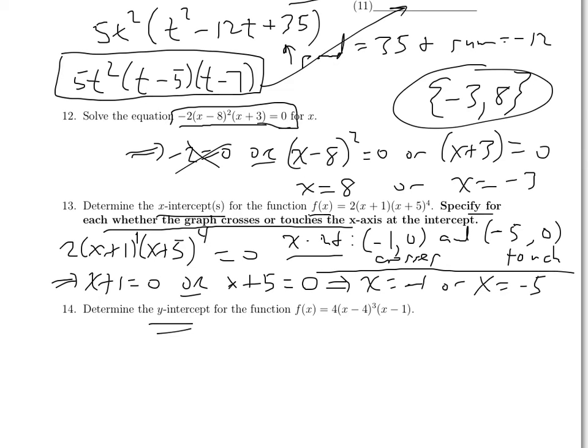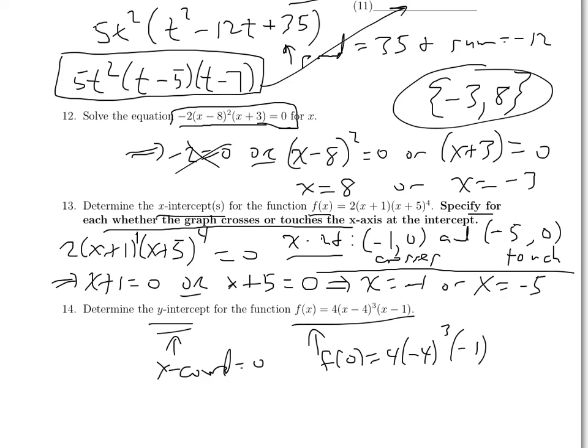Don't forget the y-intercept is easy. That just means the x-coordinate is 0. And if you have a formula for a function, putting the x-coordinate equal to 0 is easy. That just means f of 0. So f of 0 is 4 times 0 minus 4 cubed times 0 minus 1. And if you do that, that's 256. Again, this doesn't say whether it wants it as a point or not, but as a point, this would be the point 0, 256.